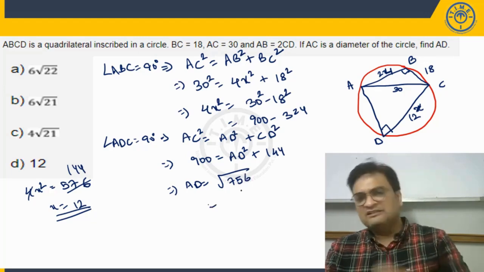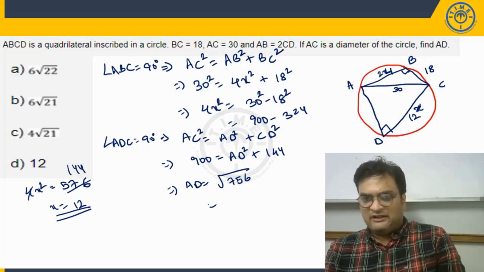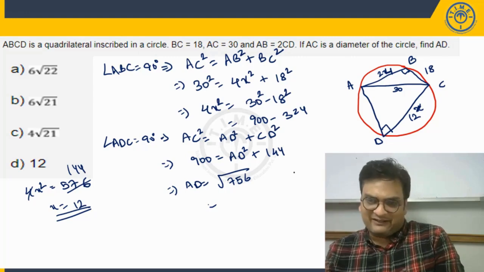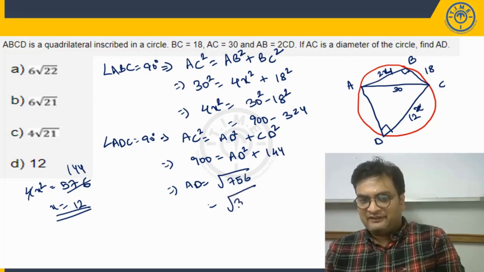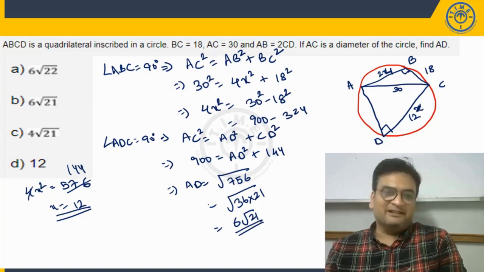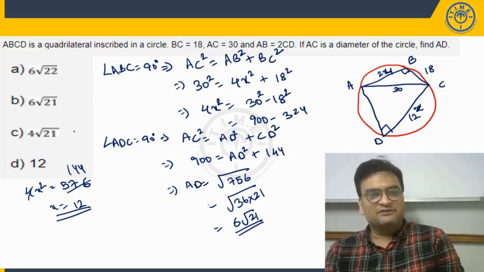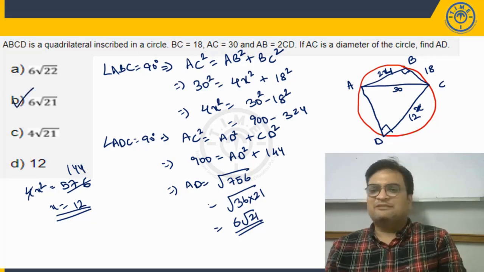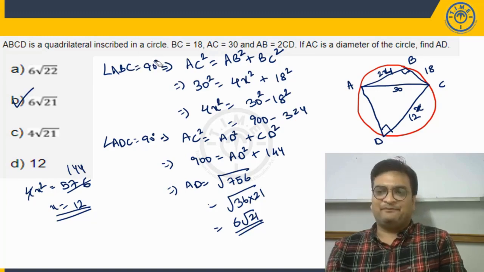Root 756. What can we take out common? If we take out 6 into 12, 126, 126. So we can take out 36 common. Root 36, 36 goes 21 times. So root 36 is 6, root 21 is what should be our answer. So this is how option choice B will end up being our answer. I hope we are clear with this working.